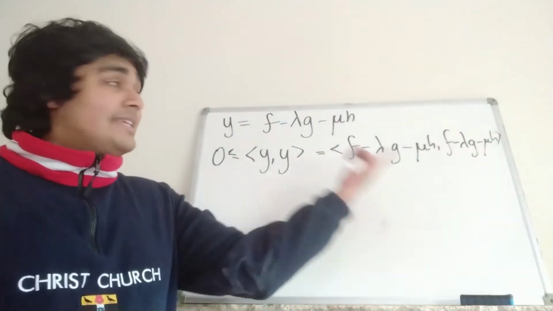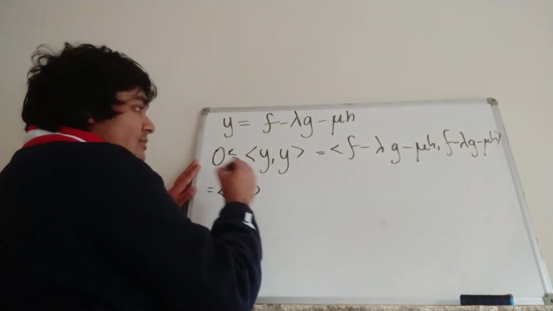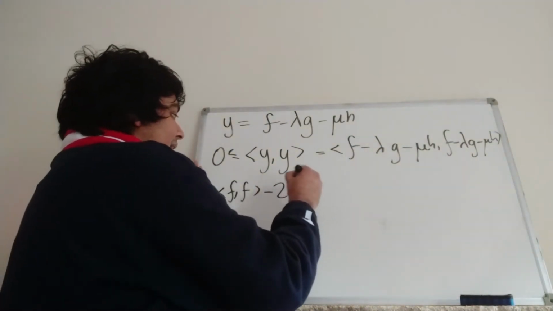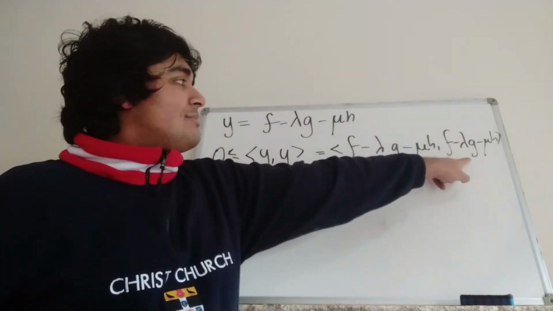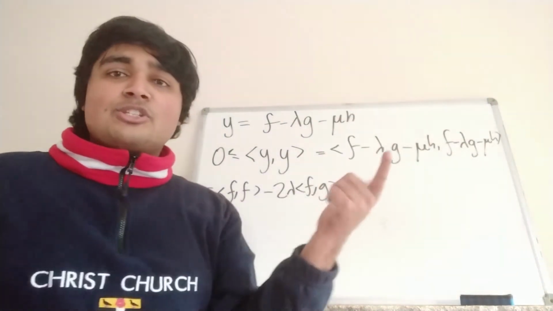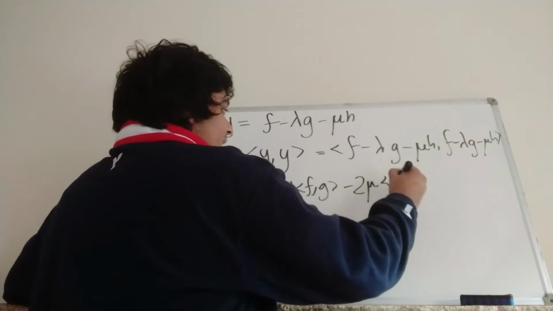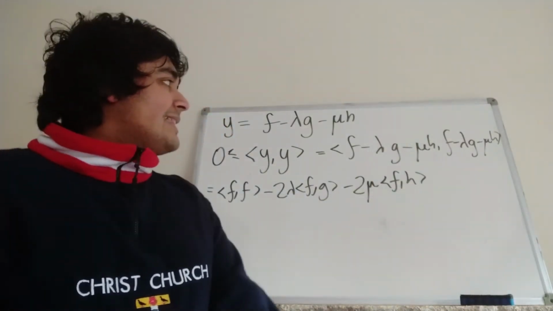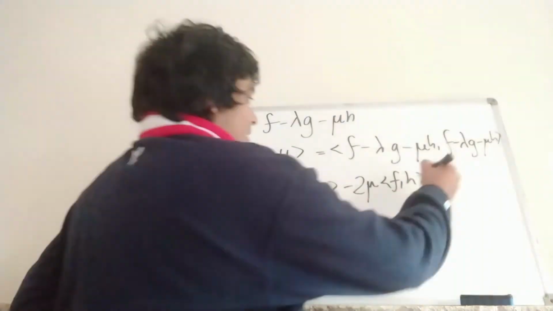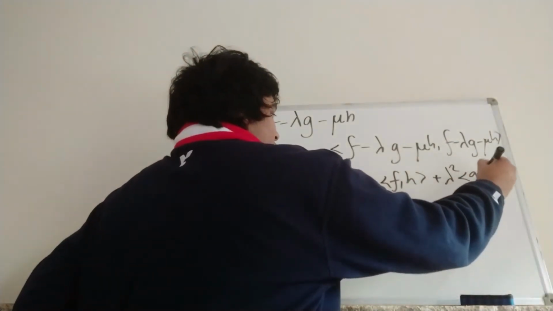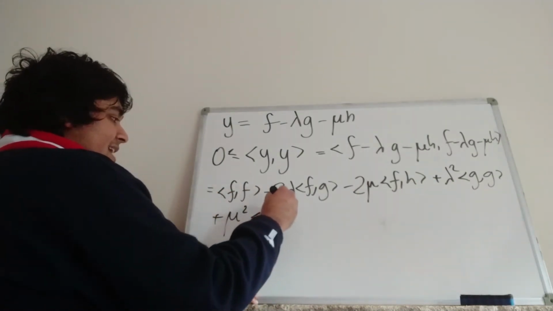Then use the linearity of the inner product to get that this thing here is equal to f with itself. Then we're going to get minus 2 lambda fg. So that's from this f and that minus lambda g, and then the minus lambda g f, and then just using symmetry of the inner product. Similarly, we're going to get minus 2 mu f with h, like so. And then from the g's, minus lambda g times minus lambda g gives us a plus lambda squared g with itself. Then we're going to get a plus mu squared times h with itself.